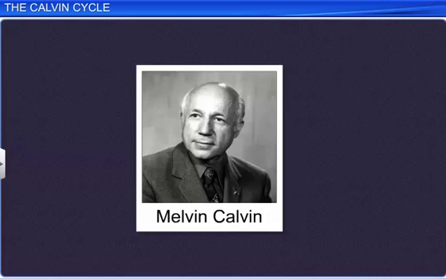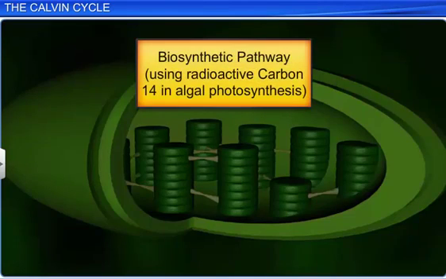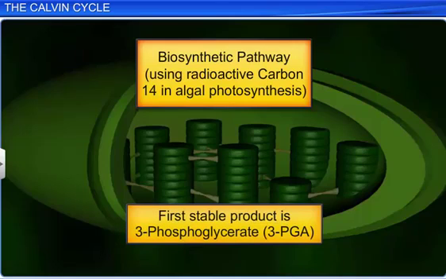The American scientist Melvin Calvin used radioactive carbon-14 in algal photosynthesis and discovered that the first stable product formed in the biosynthetic pathway is a 3-carbon compound, 3-phosphoglycerate.